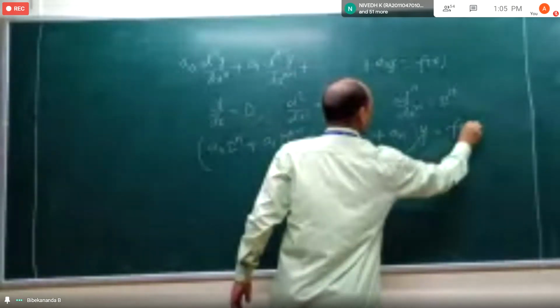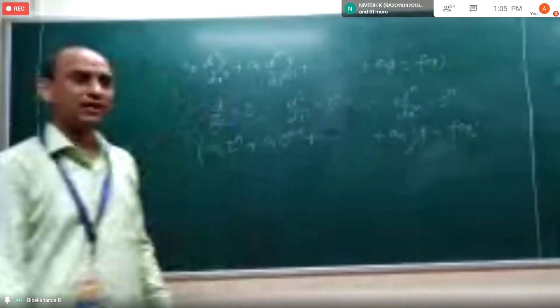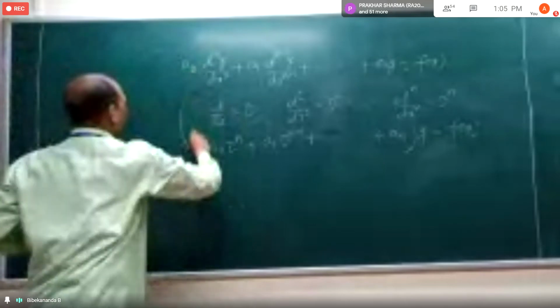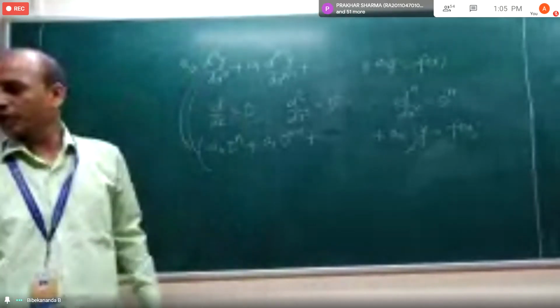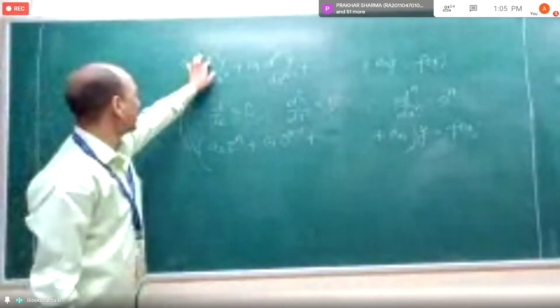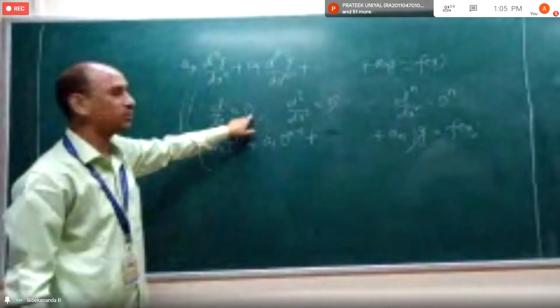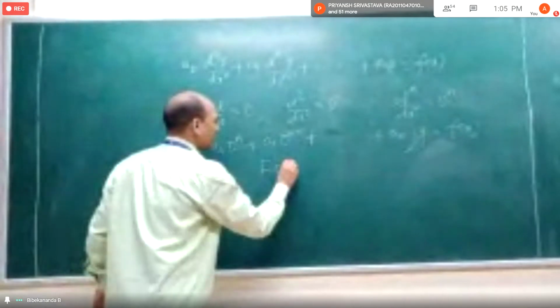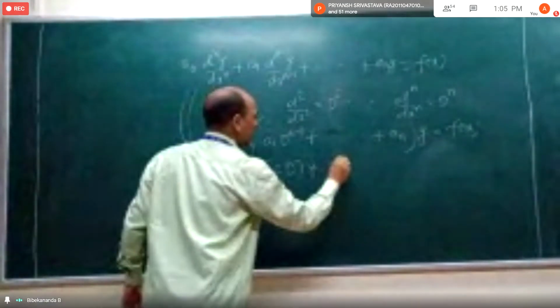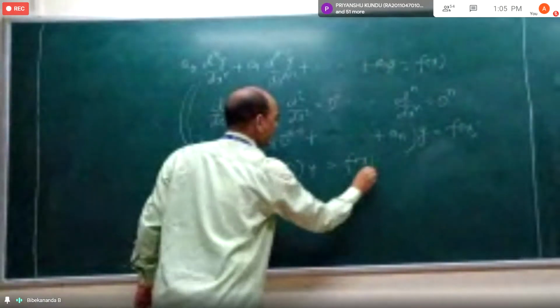We can write it like this. So these two are equivalent. Here we are putting d by dx equal to d, and so we are getting it in this way. And this we denote as f of d of y is equal to f of x.